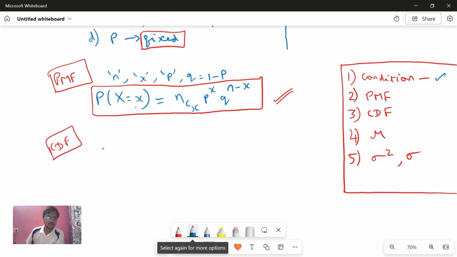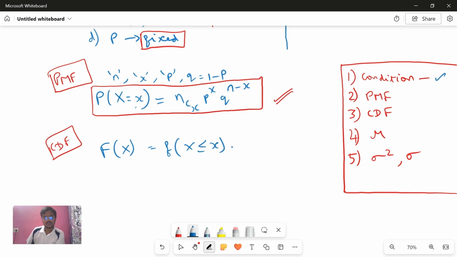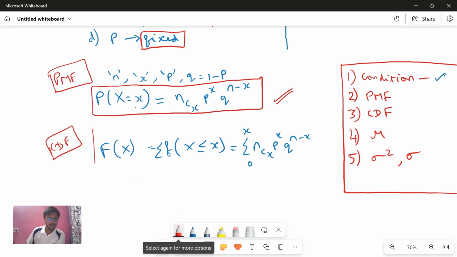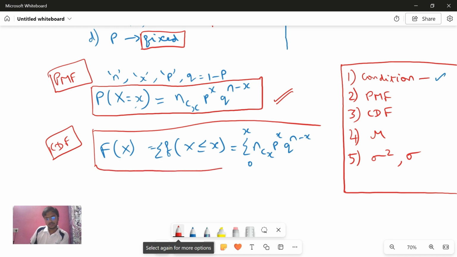That's all. And if you want to calculate the CDF, it is very easy. The CDF is F of x, which is the probability that X is less than or equal to x. Sorry, sigma will come. So you apply the sigma of nCx p power x q power n minus x from 0 to the x they give. This is the CDF. Simple. We'll solve examples, don't worry. I'm just telling you the formula and how to apply it.